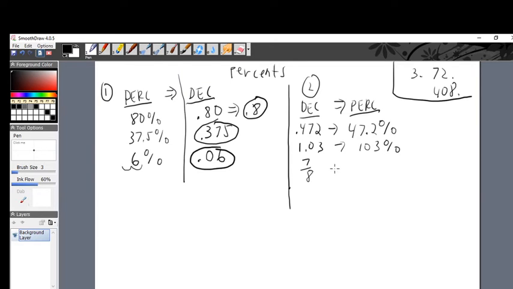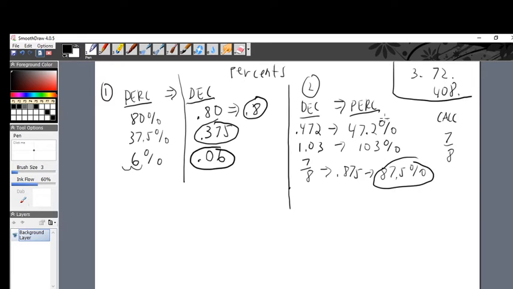Okay, what about 7/8? How do you deal with that? Take out your calculator, right? You can use a calculator. Divide 8 into 7, and you're going to see it turn into a decimal, 0.875, and then we want it to become a percent, right? So move it over to the right, 1 place, 2 places. It becomes 87.5%, and that is the final answer.